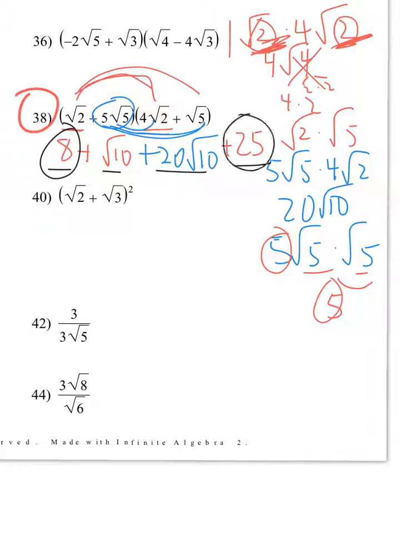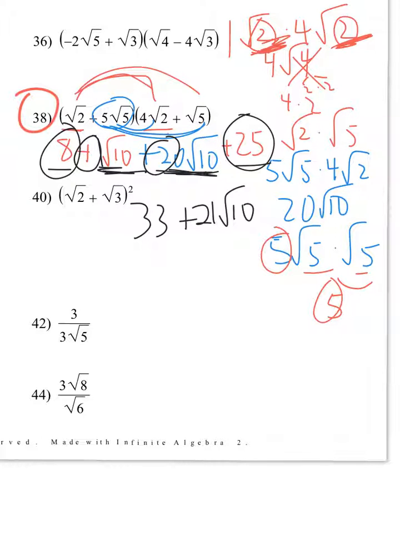Now I have 4 terms, 1, 2, 3, 4, and I ask myself which are like terms. Well, I have my two constants, 8 and 25, without radicals on them. They can be added together to 33. And then I have radical 10 and 20 radical 10, both radical 10s. I can't simplify radical 10 at all. There's no pairs to pull out. This is 1 radical 10, so when I combine them, I add my 1 and my 20, which is 21 radical 10. I cannot go any further than that.